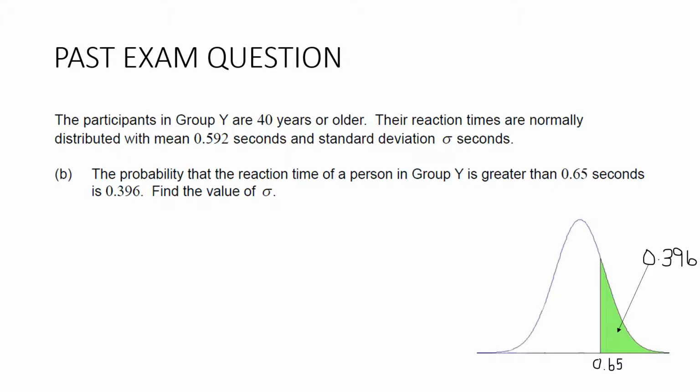Always draw a diagram if you're stuck. So 0.65, we know the mean's 0.592, so that's sitting there. So this is above there. We know the area in here is 0.396, but we don't know the standard deviation.